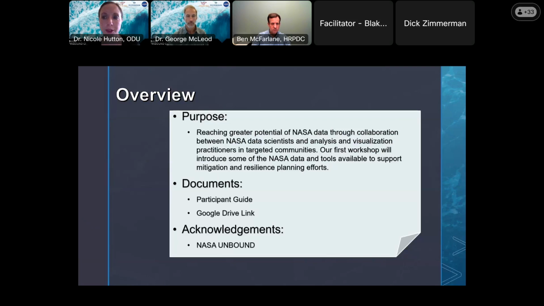A brief reminder of the purpose of this set of workshops, which is reaching greater potential of NASA data through collaboration between NASA data scientists and analysis and visualization practitioners in targeted communities. Our workshop will introduce some of the NASA data and tools available to support mitigation and resilience planning efforts. Also, a reminder of the documents available to you, a participant's guide, and our interactive Google folder for the day.